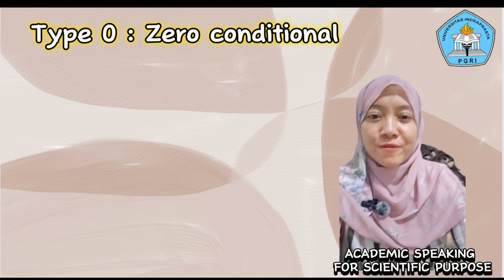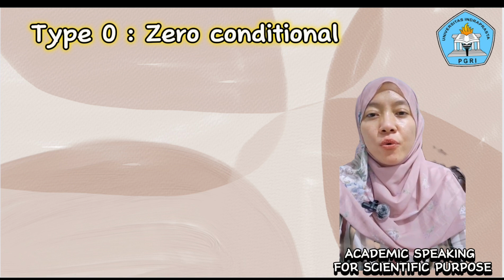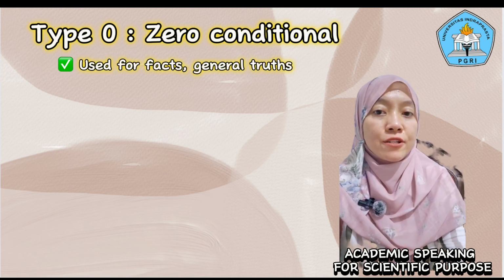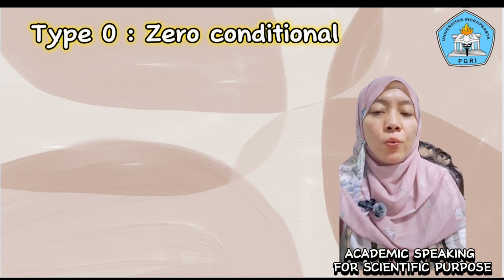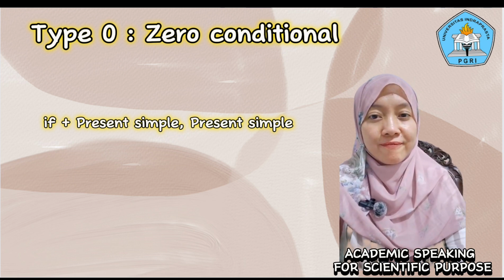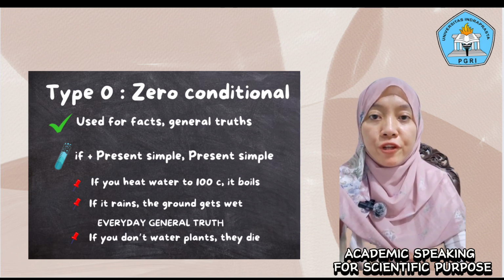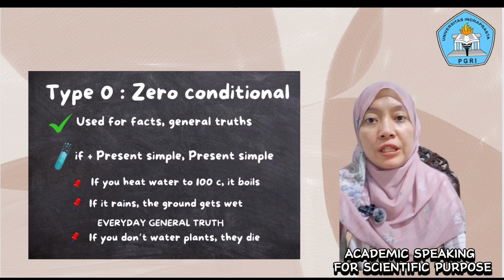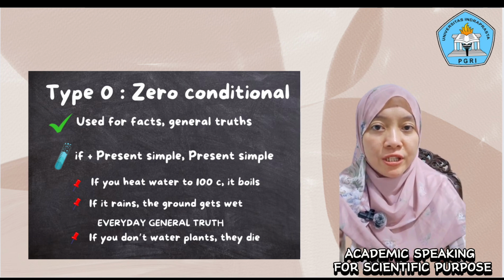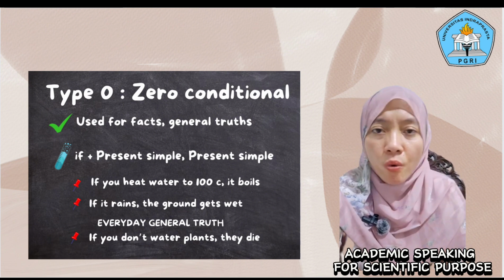Okay, let's start with type 0, or what we call the zero conditional. Now, have you ever noticed how some things are always true, like facts or scientific truths? Well, that's exactly what zero conditional is for. It follows this pattern: if plus present simple for the condition and present simple only for the result clause. And here is the example. If you heat water to 100 degrees Celsius, it boils. That's a scientific fact. It always happens.